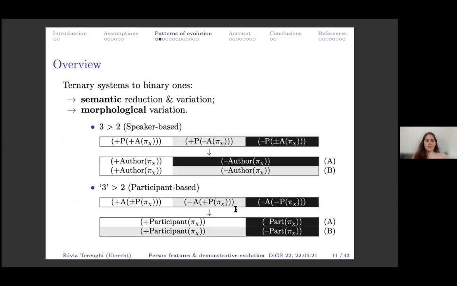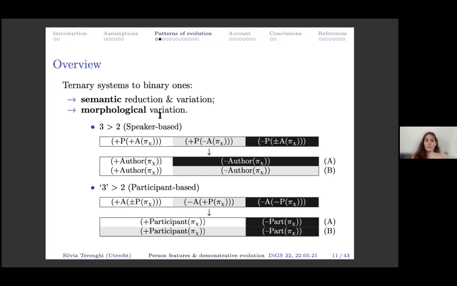And as we shall see, whenever ternary systems evolve into binary ones, they uniformly show semantic reduction. In fact, they lose one form in that paradigm. So they have one contrast less. But this crucially comes in two types. So we have, as I said, the speaker-based systems with the near me, not near me semantic opposition. And this is the case, as I said, of Italian. Or we have the participant-based binary systems with the near us, not near us opposition. And this is the case for Catalan.